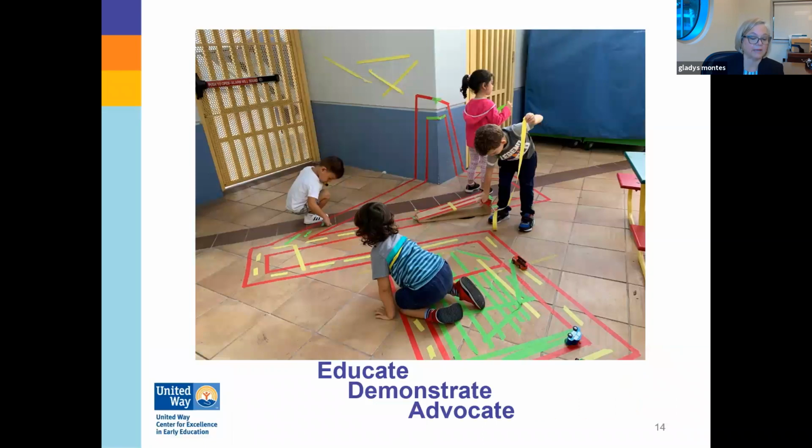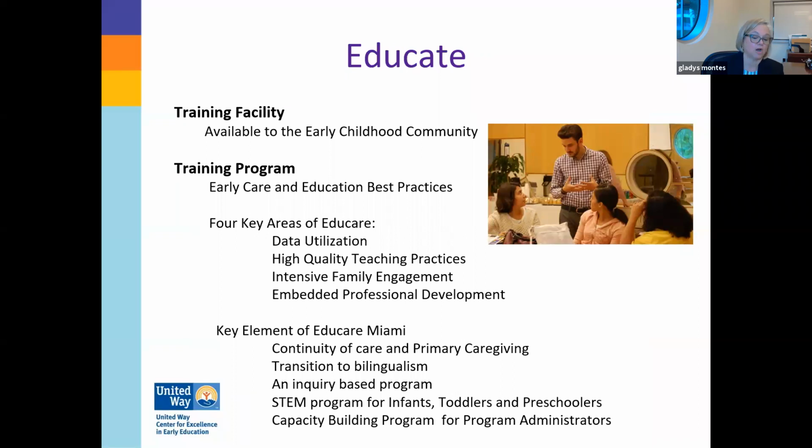When we talk about educate, we're talking about the training facility, our training arm. We have a training program for our community, and that is focusing on the 4 key elements of Educare as our partner, which is data utilization, high quality teaching practices, intensive family engagement, and embedded professional development. These 4 areas are going to help us look at early childhood in a very unique way and bring to the United Way building many other collaborators in the community that want to learn and that want to share with us what they have been doing in all of these areas. These are the elements that we think, when we're talking about quality in early childhood, are so important, and that we need to have first and foremost in our planning.